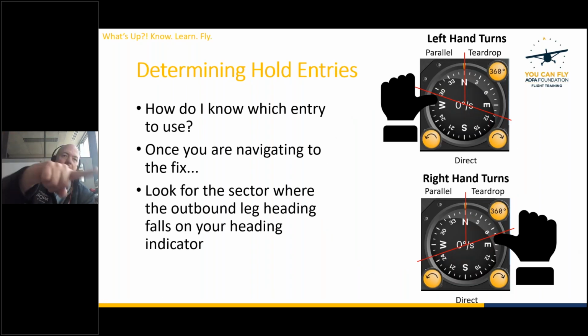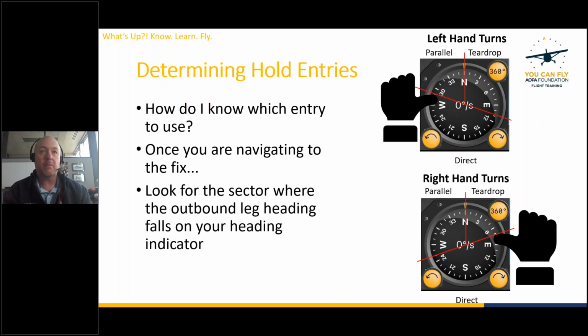I love this trick. There's an article I put in there as well that talks about this. It might be the bold method one that I stuck in there, but I use this little thumb trick. Other folks use their hands upside down. There's stuff with a pen you can do. I like this thumb one because I don't have to worry about having anything with me, and it's relatively easy. So how do I know which entry to use? Well, once you're navigating to that fix, look for the sector where the outbound leg falls on your heading indicator.